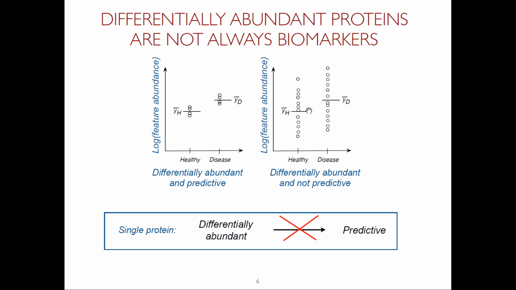But here's another situation where you have exactly the same difference between the groups on a log scale, but you have so much variability in the population that if a person comes with this protein abundance, it can be any of the two groups. So it's not necessarily a well-predictive protein. So here it will be differentially abundant, but not predictive. So this will not be a good biomarker, even though it has a small p-value.